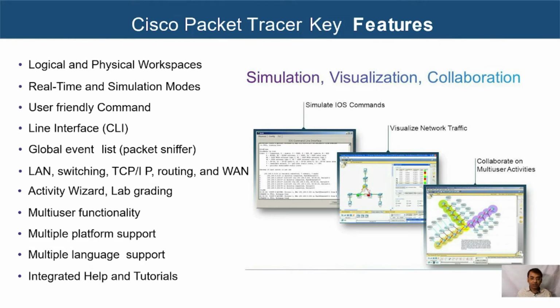Cisco Packet Tracer key features. Logical and physical workspaces where you can implement your project, that is IoT project. Real-time and simulation modes. There are two modes of working. One is called the real-time, where you can implement your project, and in the simulation mode, you can visualize how the traffic is going from one network to another, one router to another, or one LAN to another. That is called the simulation mode. It's basically GUI based. But real-time is where actually you're implementing in a real-time environment.